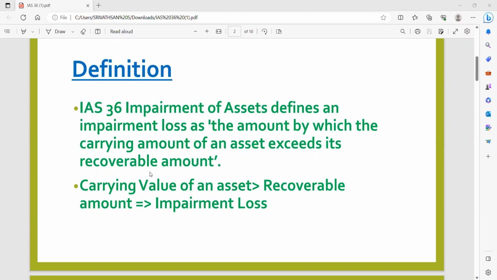So in this video, we are going to discuss what the carrying value of an asset is, what the recoverable amount of an asset is, and why we need to record an impairment loss if the carrying value of an asset is greater than the recoverable amount.